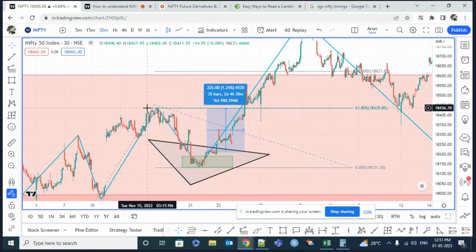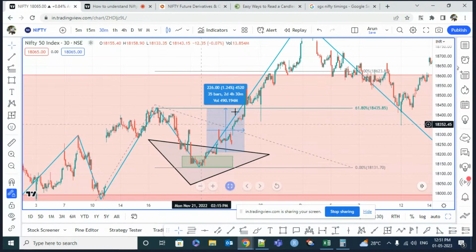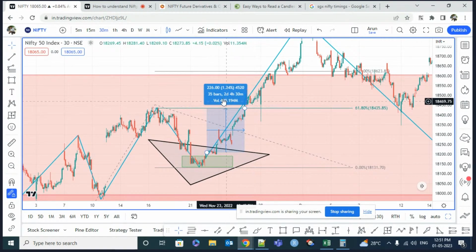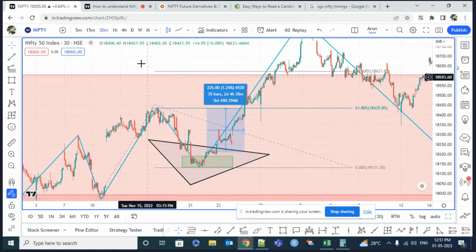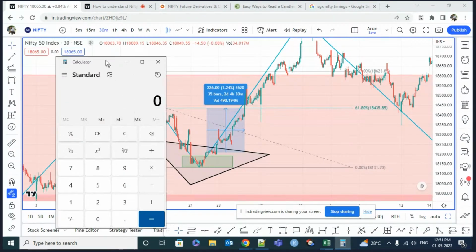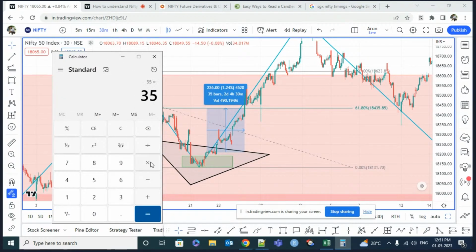Right now, assuming this is my 4 hour support here, and again, as I said, the first target I'm mentioning here to be 226 points. If you see how many bars we have, 35 bars. 35 bars of 30 minutes. Let me simplify: 35 bars of 30 minutes. So 60 minutes is 1 hour, so 30 minutes is like 0.5 hours. 0.5 hours times 35 is like 17.5.